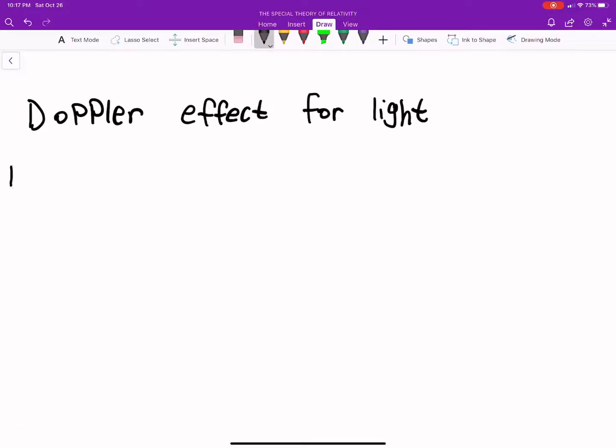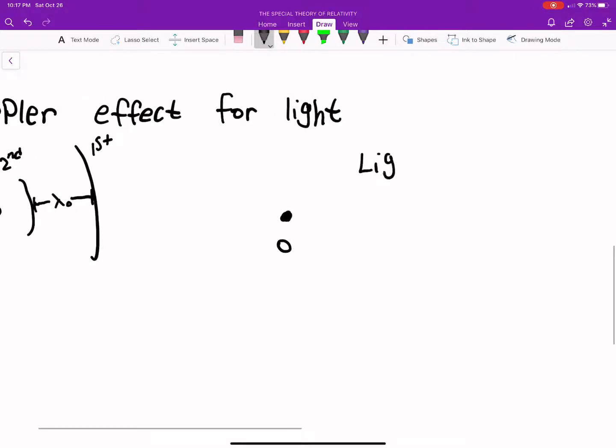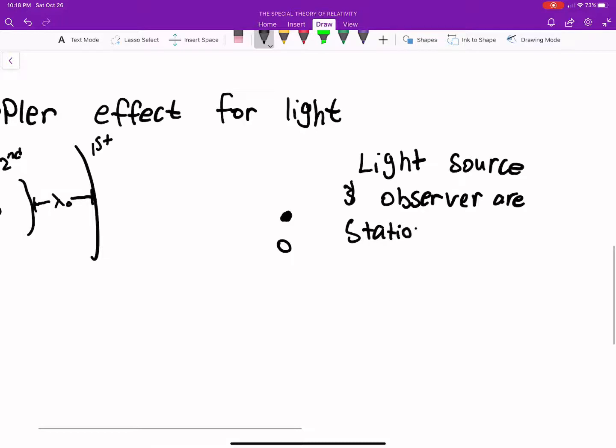Okay? So here's how I think we should do this. Let's consider the first picture. Now let's just say we have this source, and we have something like this, where this is the first wave, this is the second light wave, and their wavelength, we'll say, is lambda naught. And then just over here, we'll put in an observer O. So here, the light source and observer are stationary.